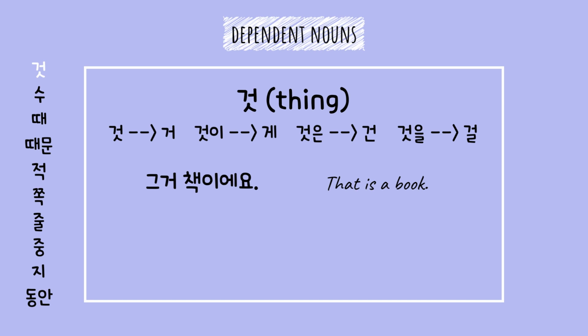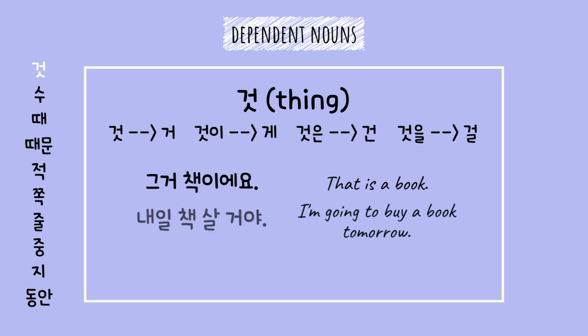Got is also used to form all kinds of phrases and even tenses, most notably the future tense. Let's look at the second example. Neil check salgoya. I'm going to buy a book tomorrow. The tense here consists of the verb in a modified form, got, and the verb to be.